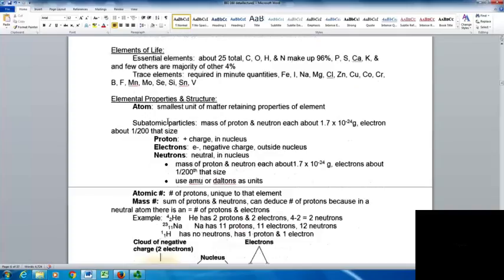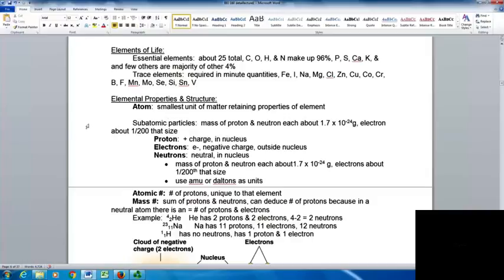We have some trace elements. These are required in minute quantities. They're actually toxic if you have them in more than minute quantities. So these would include iron, iodine, sodium, magnesium, chlorine, zinc, copper, cobalt, chromium, boron, fluorine, manganese, molybdenum, selenium, silicon, tin, and vanadium.